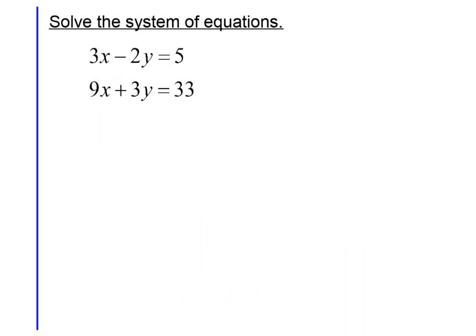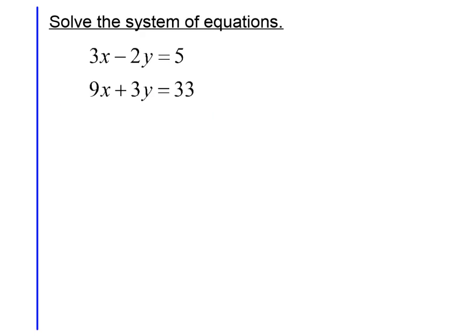Let's take a look at this problem. In this problem, I notice that neither of the sets of x's or y's, if I were to try to add them together, would make 0. Positive 3 plus positive 9 is not 0, and negative 2 plus positive 3 is also not 0. What I can do is I can get this ready to be solved.